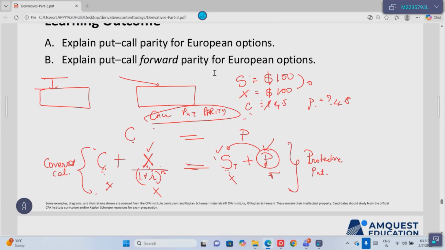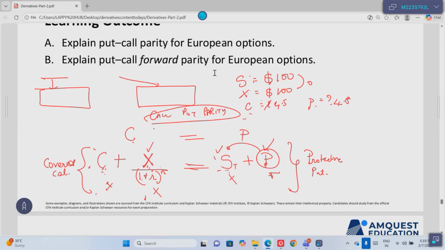Clear now? What is this side? Covered call or fiduciary call. What is this side? Protective put. Formula here, C plus present value of X. X is the exercise price. Formula here, stock plus P, because it is protecting the stock, protective put. Clear or not? Okay. Make a quick note of this if you want, just write down. So you understand the terminology and the way we get the formula. That's more critical. How did we arrive at the formula?